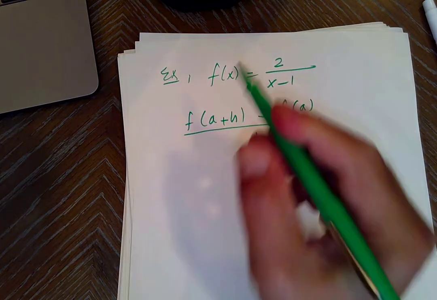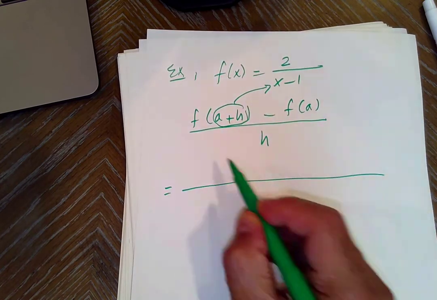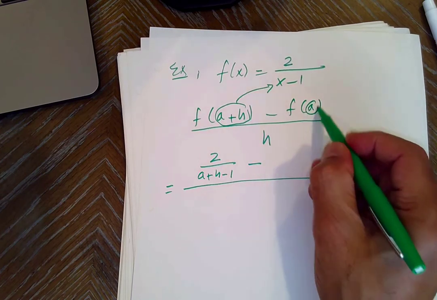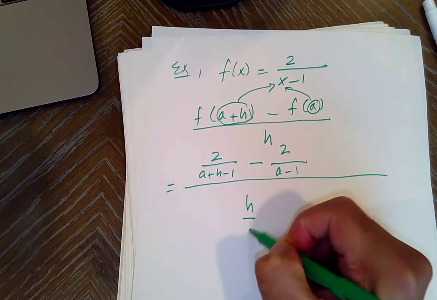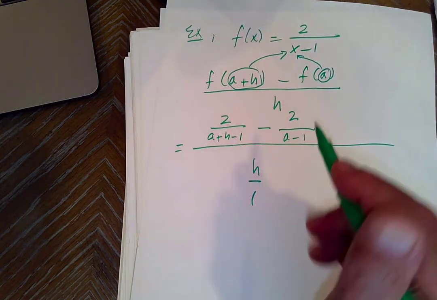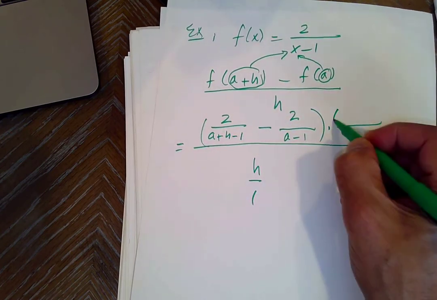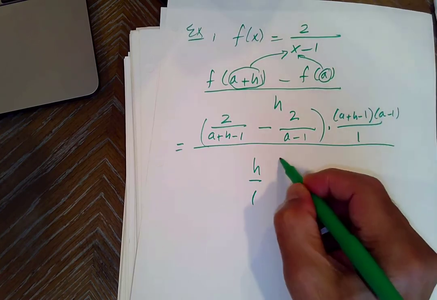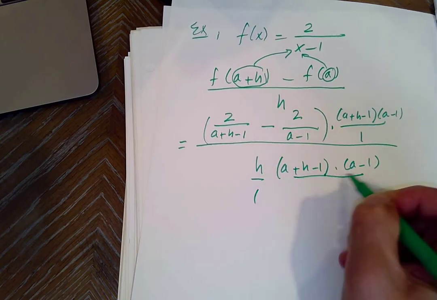Same question. So we're going to take this and plug it in there. So we get 2 over a plus h minus 1. We're going to take the a and plug it in there, 2 over a minus 1, over h. This is a complex fraction. We're going to get rid of the secondary fractions. So we're going to multiply the top and the bottom by the LCD, which is (a plus h minus 1) times (a minus 1) over 1. Same thing here, (a plus h minus 1) times (a minus 1) over 1.